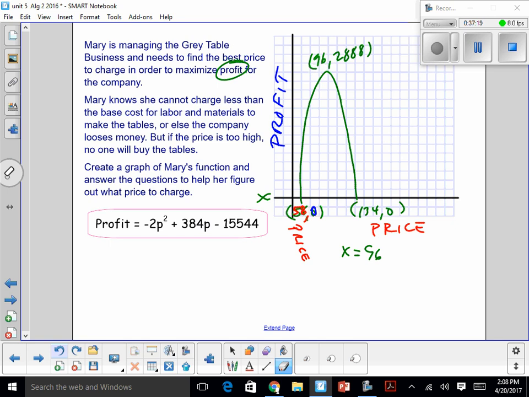Let's say it in regular talk. I know what this one tells me. It tells me if the price I charge is $58, then I will make 0 profit. What does this guy tell me? 134.